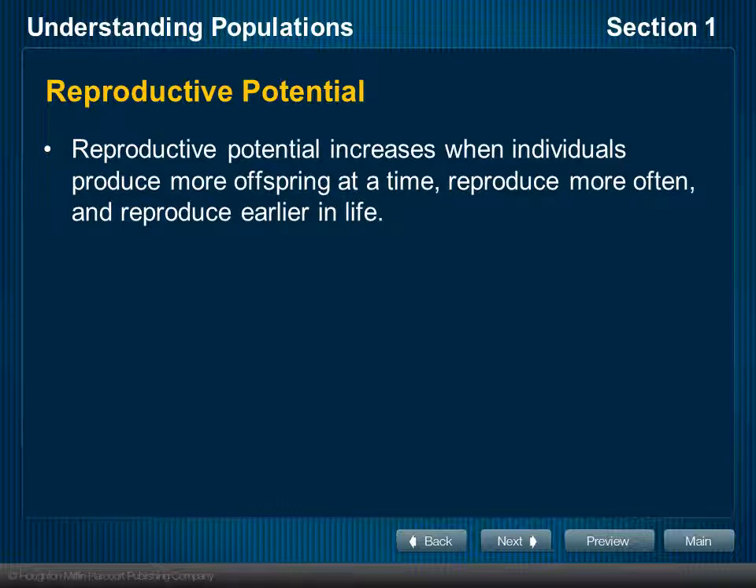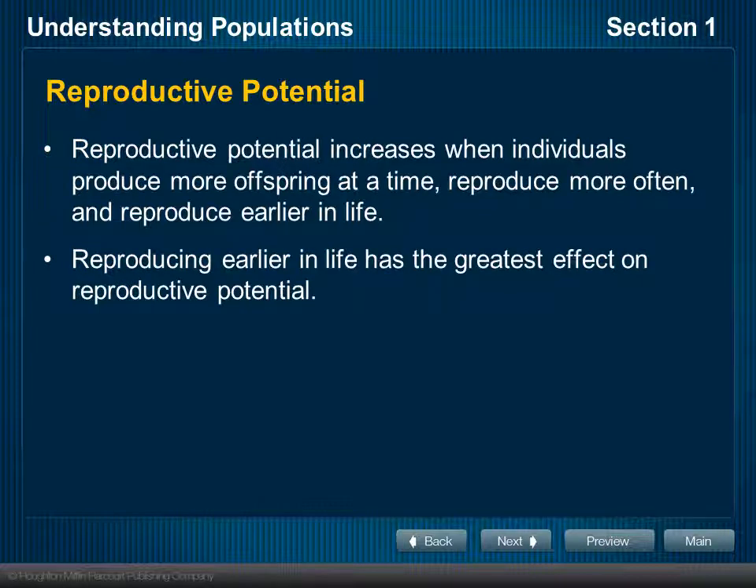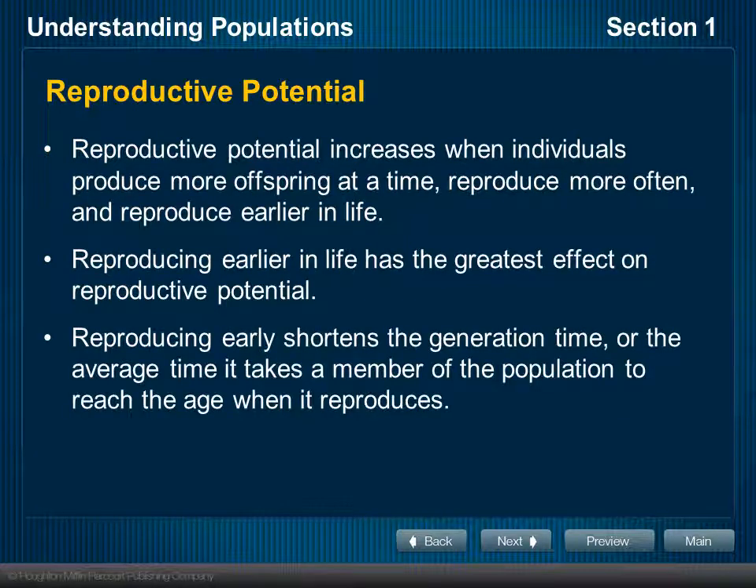And this reproductive potential, as we continue to talk about that, that number increases as individuals produce more offspring at a time, or if they reproduce more often, or if they reproduce earlier in life. Any of those factors is going to have an increasing effect on the reproductive potential of that particular species. But the one that has the greatest effect is reproducing earlier in life. So those organisms that become reproductively mature and are able to start reproducing earlier than other organisms are going to have the highest reproductive potential. Because reproducing earlier shortens the generation time, it shortens the average time it takes a member of the population to reach the age when it reproduces, and that compounds itself and is going to lead to more reproduction in the lifetime of that individual.